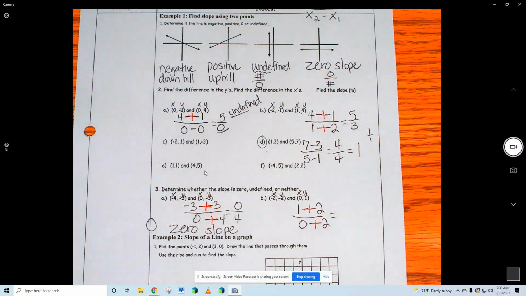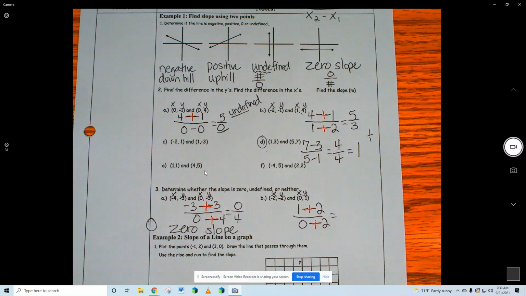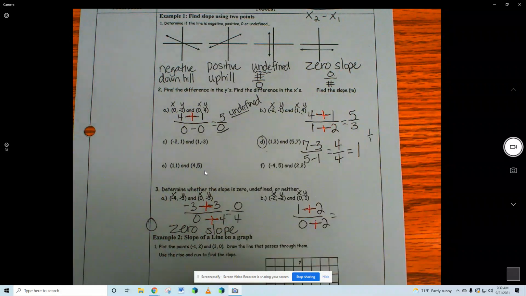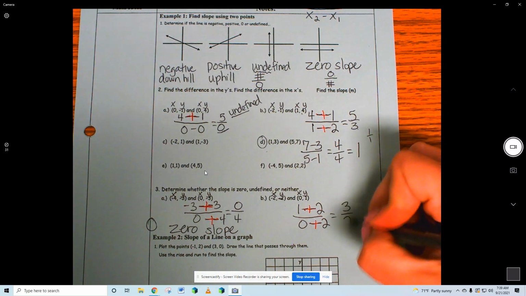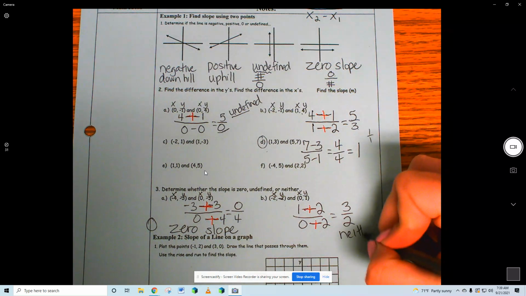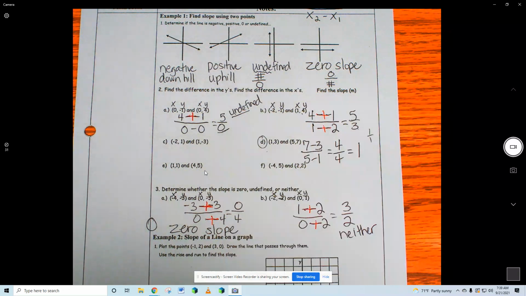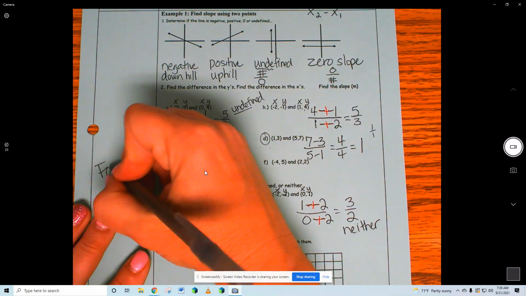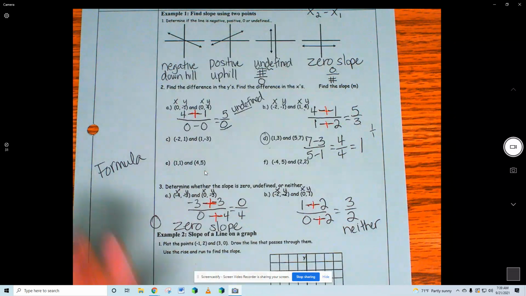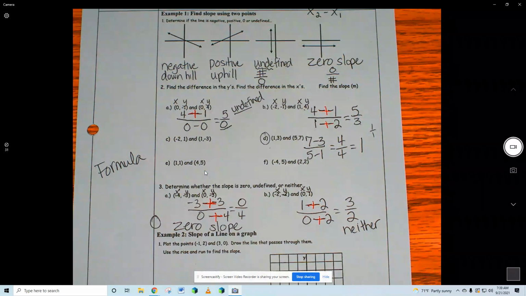One minus negative 2 over 0 minus negative 2. What'd you get? 3 over 2. That's neither. It's a normal slope. This 3 over 2 means that there's a tilt to the line. That's just a fine slope. So this is the formula. In the formula, I'm given 2 points, and I have to do the y2 minus y1 over x2 minus x1.